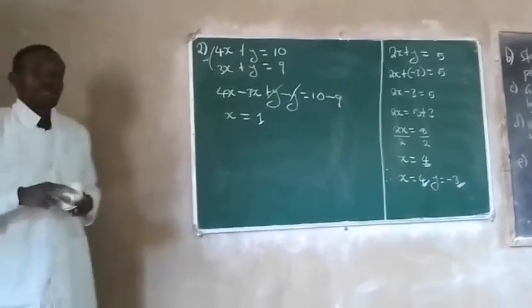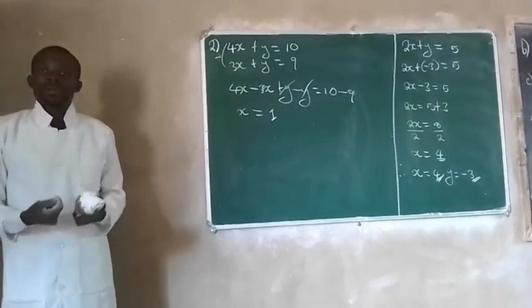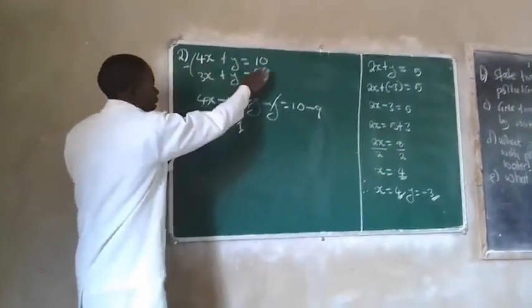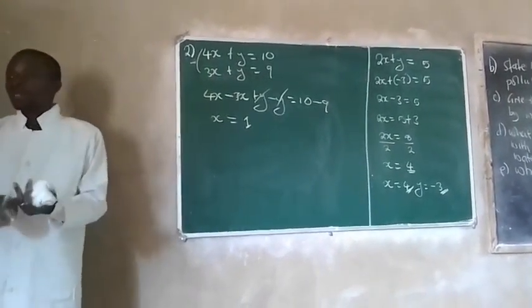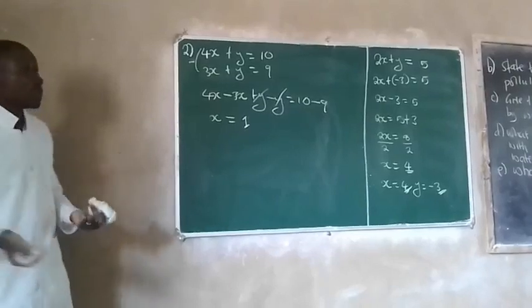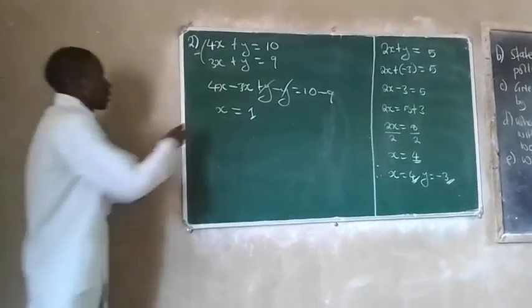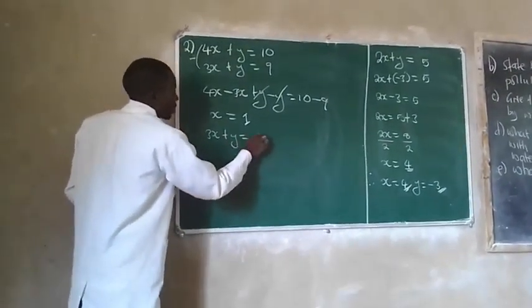Straight away now we need to find y. So how do we find y? We are saying that you are going to introduce the substitution method. So in this case now, we will get any equation out of the two. You can pick number 1 or number 2. It's up to you. So which one should we pick? 1 or 2? 2. So we are getting number 2, 3x plus y should be equal to 9.